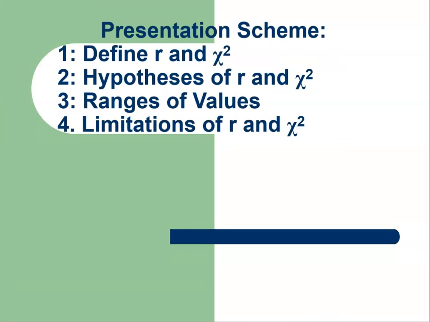Here is the presentation scheme. We will check definitions of both the coefficient of correlation and chi-square. We will also check the hypotheses of coefficient of correlation and chi-square test, and we will also discuss the range of values taken by coefficient of correlation and the chi-square statistic, and then we will also discuss some of the limitations of both statistics, that is the coefficient of correlation and chi-square statistic, and finally we will conclude this presentation.